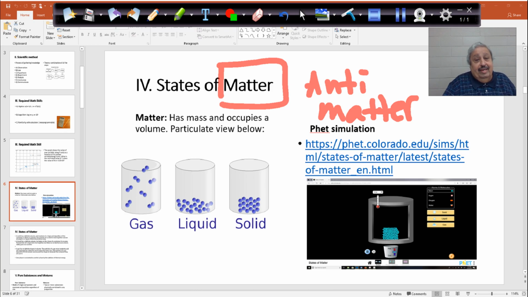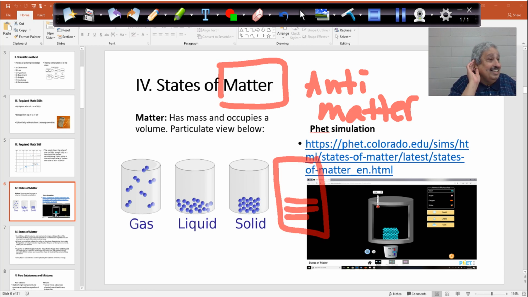So now we spoke about matter and antimatter. And the types of matter we have here: gas, liquid, solid. Do we have a fourth one? Plasma. Okay, we don't add plasma as a fourth type of matter. So we have gas, solid, liquid, and gases, and plasma.